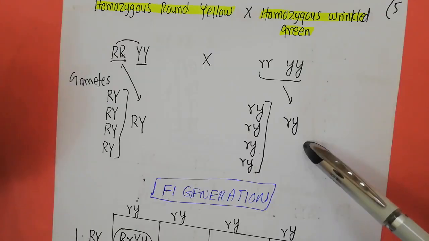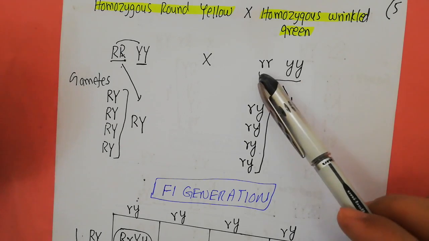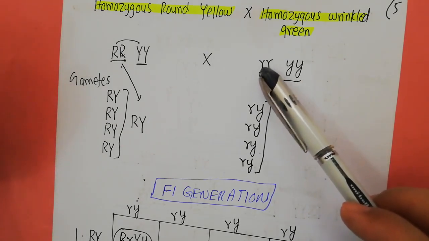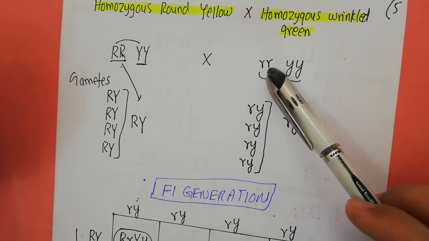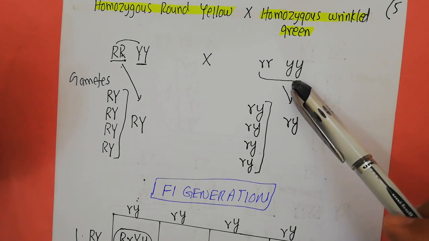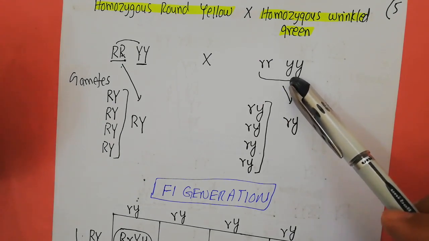Same will be true for the second plant. The members of this pair are actually getting separated from each other during the gamete formation. The members of this pair will also be getting separated from each other during the gamete formation.